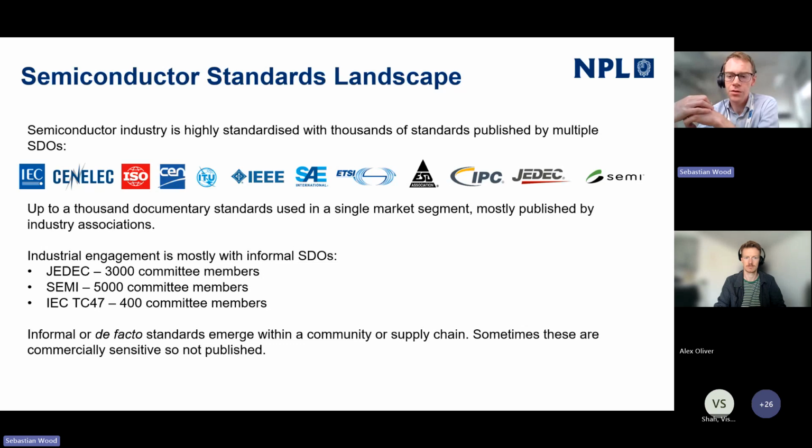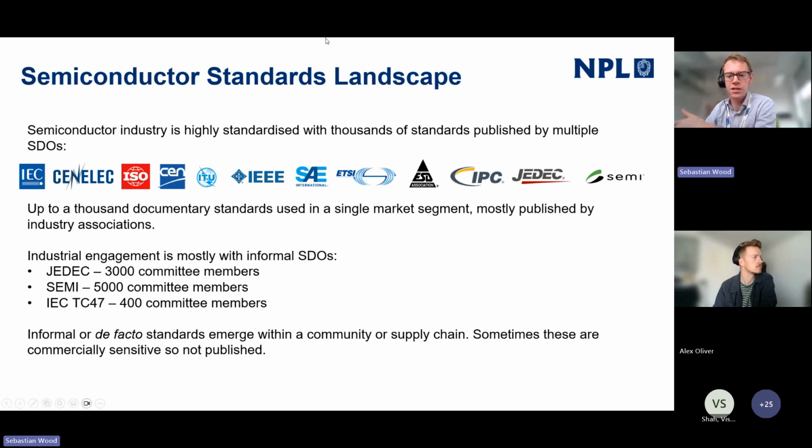But it's worth pointing out that many standards are never published. Quite often you will have some kind of specification for a product or something that you do within a company or within a particular supply chain that you would find quite commercially sensitive and you wouldn't share it at all. But it is still essentially a standard.